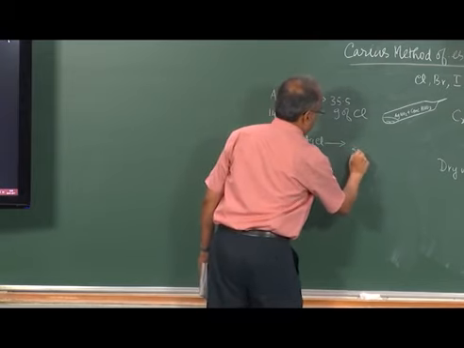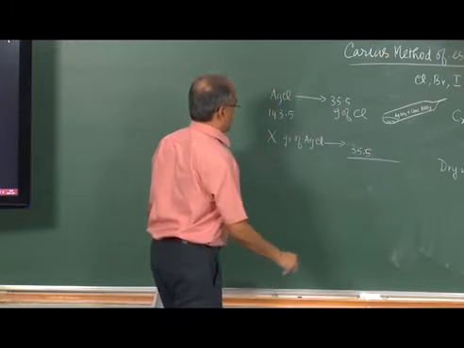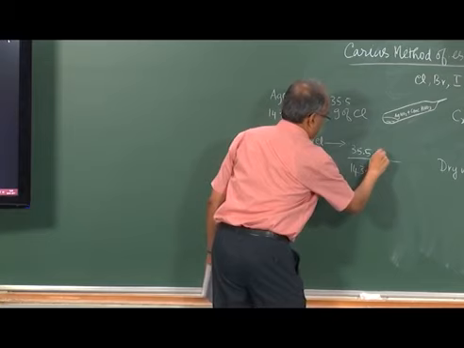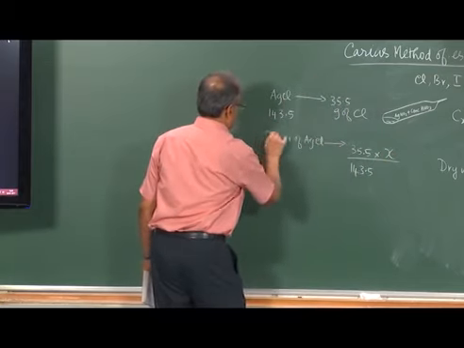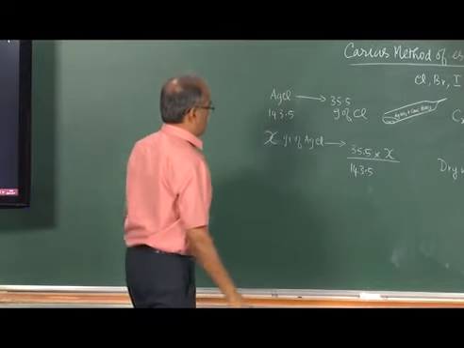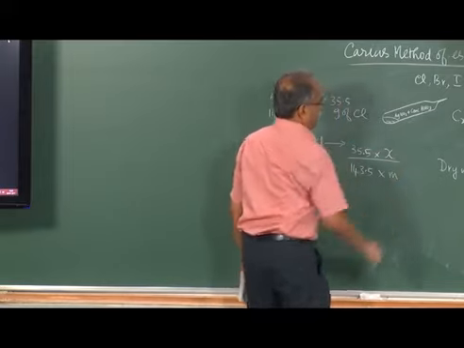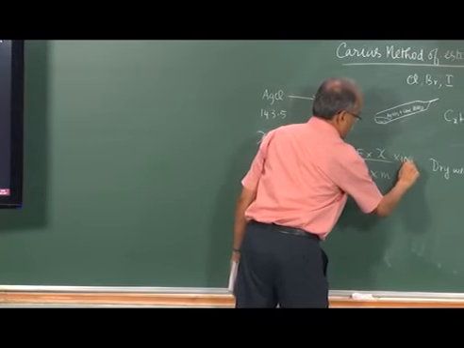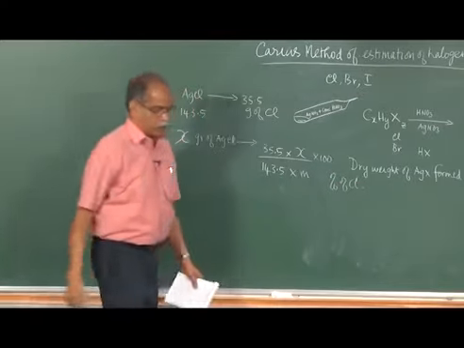So, 35.5 grams are from 143.5 grams. Therefore, for x grams, how much of this? This will be from a known amount of the mass of the organic compound, and for 100 grams, how much will it be? This will be giving the percentage of chlorine in the organic compound.